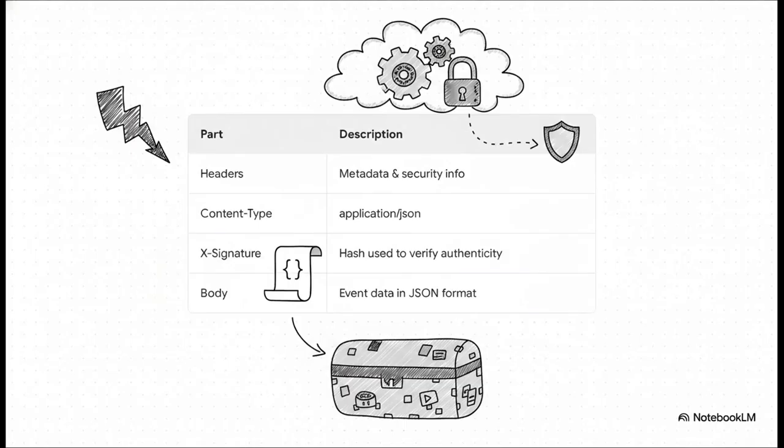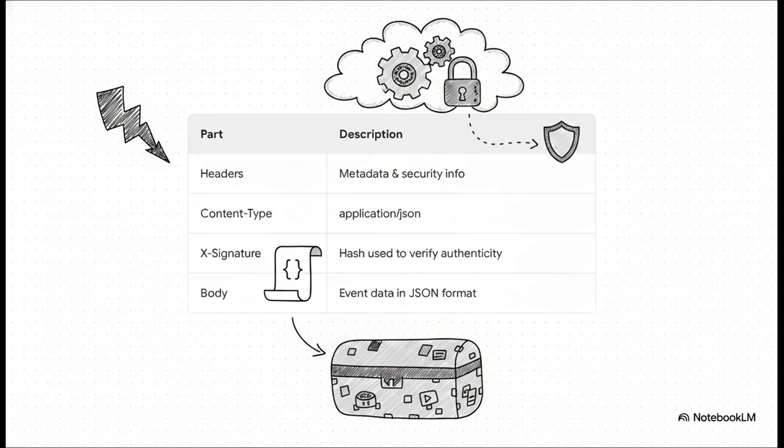That HTTP POST request hitting your server has two main parts, the headers and the body. The headers are carrying vital metadata and security info. You've got your content type, the user agent telling you who sent it, the X-Event-Type spelling out exactly what happened, like payment_intent.succeeded, and a super important X-Signature for security.